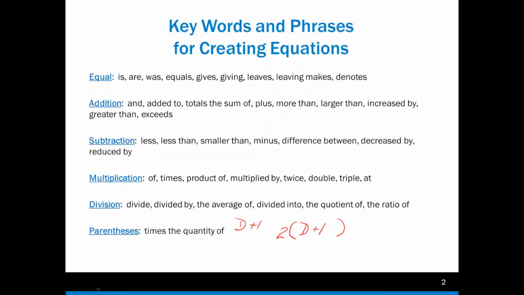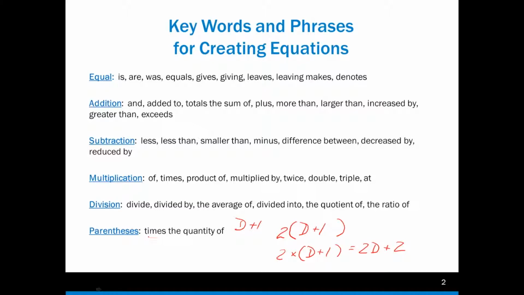This parentheses actually means you're going to multiply 2 times whatever's inside the parentheses. So 2 times d would be 2d, and 2 times 1 would be 2. Okay, and that's how you'd multiply it out. But the parentheses is times the quantity, and notice it's times. That's multiplication. Okay, all right, so let's move on.